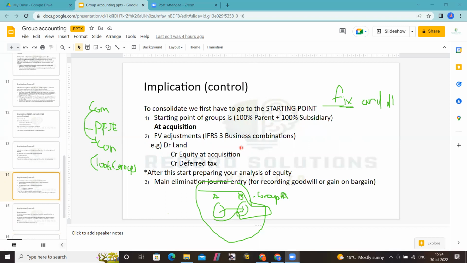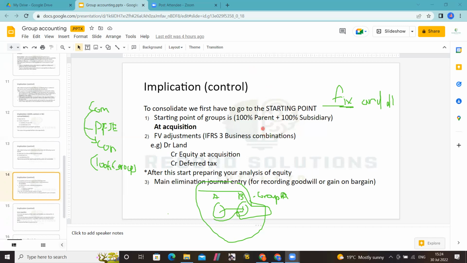And then like I said, there are other adjustments. For instance, items that are not recognized in the subsidiary, but the parent recognizes. Why? Because of IFRS 3 rules. I will write all of those conditions down for you so that you have them in a list. But you have to know them.